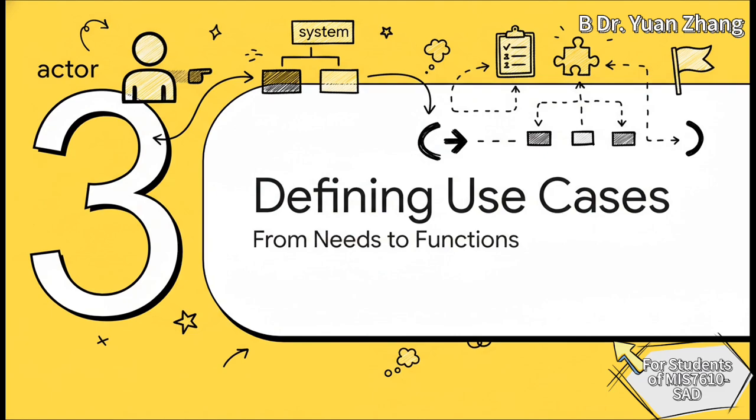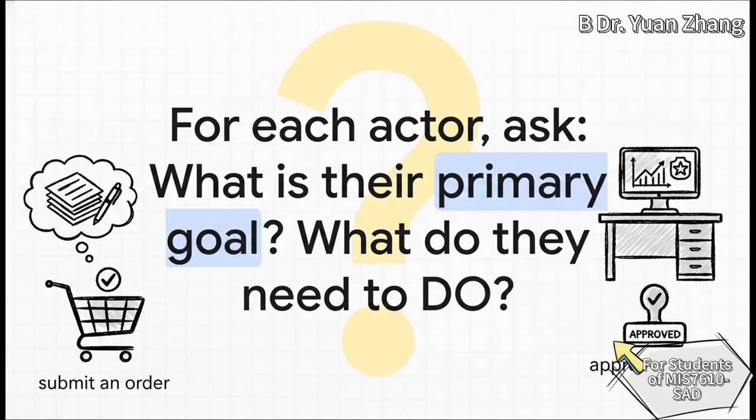Okay, so we've got our cast of characters, our actors. What's next? Well, we need to figure out their motivation. What are they trying to do with our system? This is where their goals become our use cases. And honestly, this one simple question is the key to everything. For every single actor you found, just ask, what is their main goal here? Put yourself in their shoes. If you're the customer, what are you trying to do?